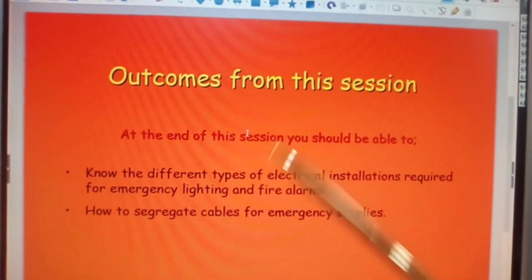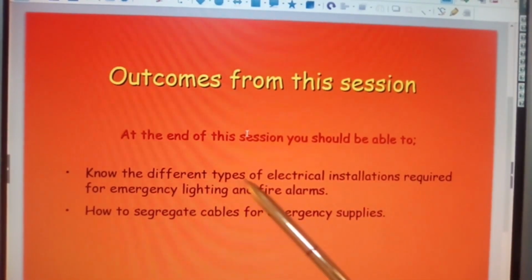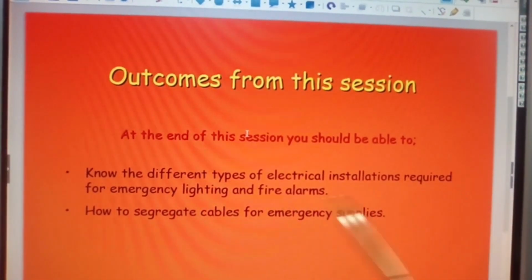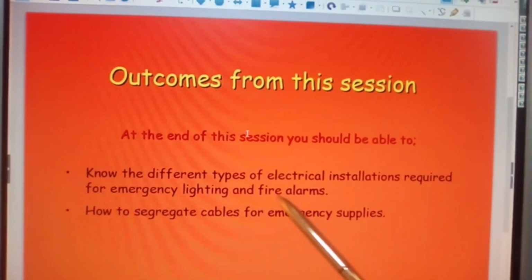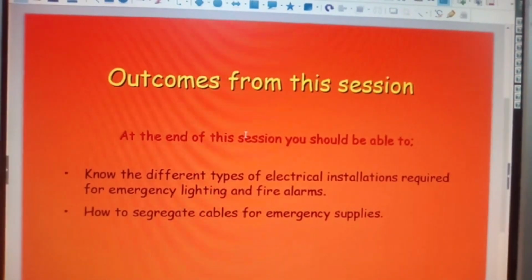Now, outcomes from the session. At the end of the session, you should be able to know the different types of electrical installations required for emergency lighting and fire alarms, and how to segregate cables for emergency supplies.